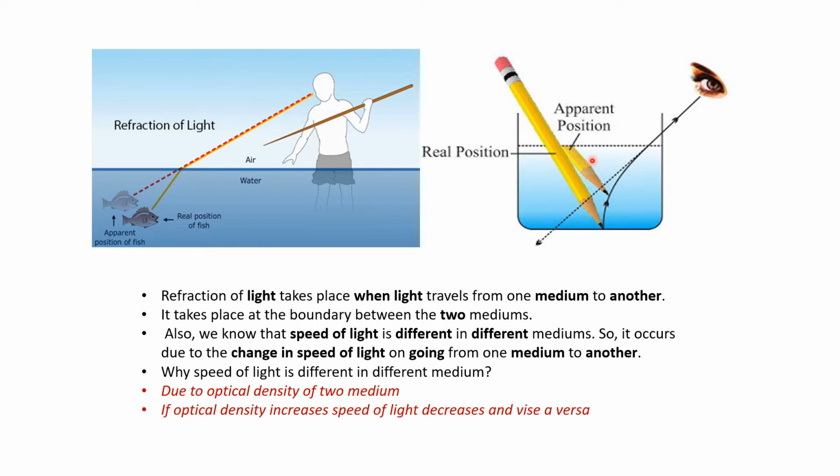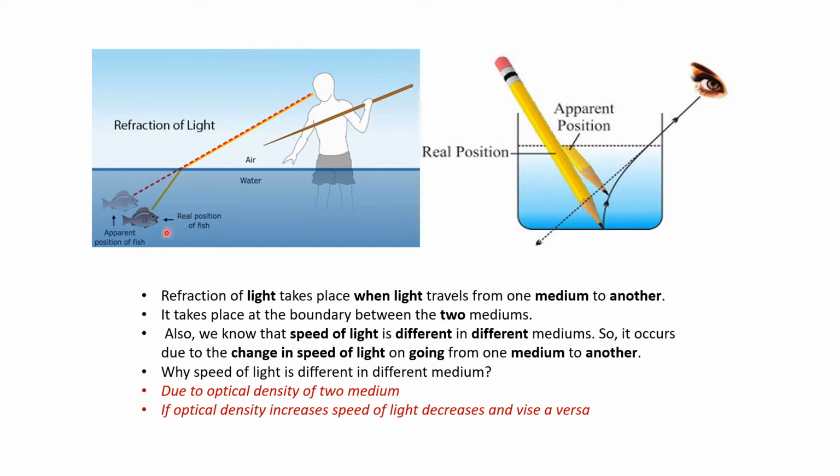So why these phenomena? What is the reason for these phenomena? We have done that. It is the refraction of light. Now what is the refraction of light? When light travels from one medium to another medium, at the boundary of the two media, it bends. So this bending of light is known as refraction of light, right?